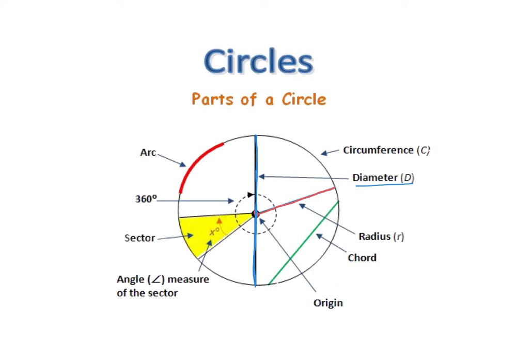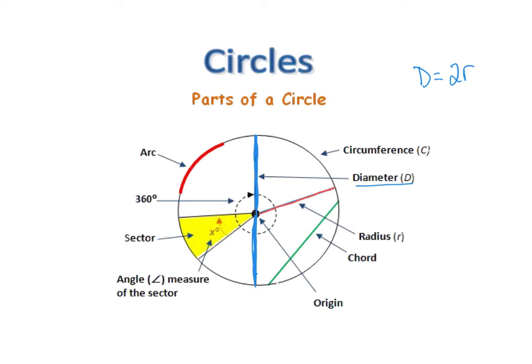So if you were to think about it, at my center, if I were to go from center to end, that would be one radius. And if I were to go from center to the other end in the opposite direction, that would be a second radius. So the diameter is basically taking your radius and multiplying by 2.